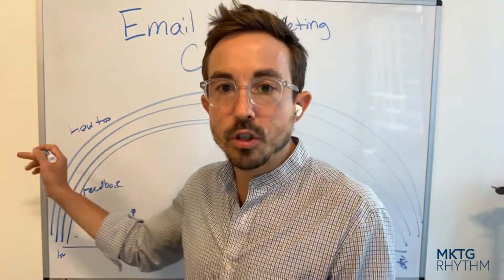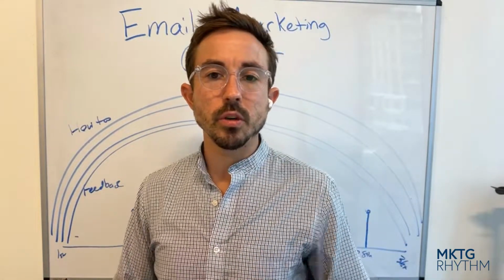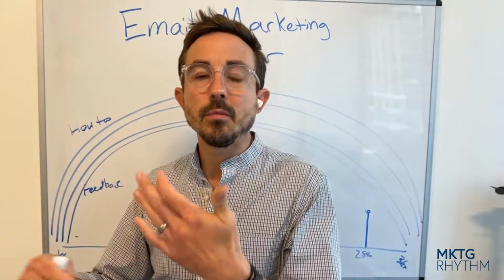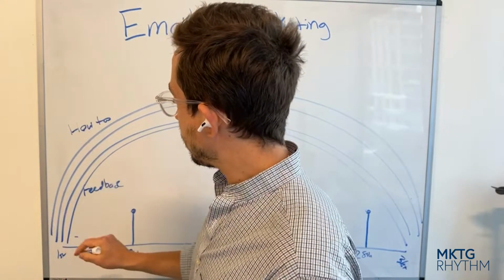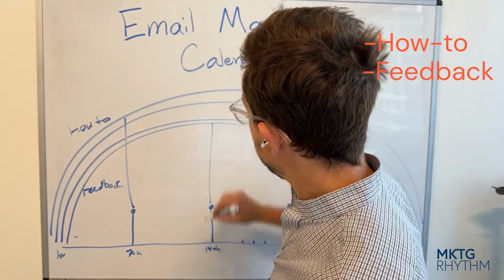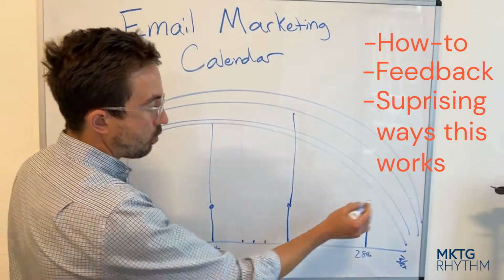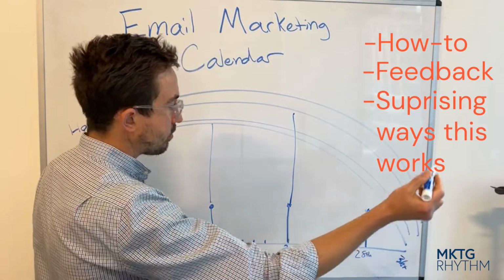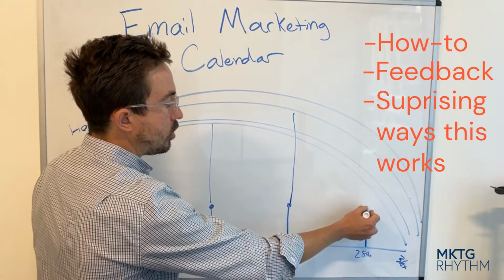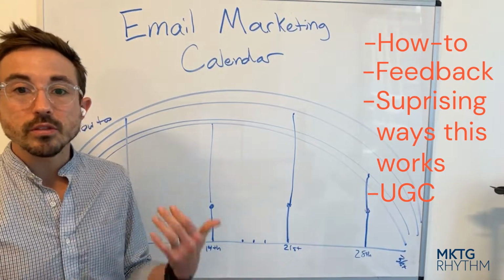But if we do this how-to once a month, we can get into a nice cadence and a nice rhythm of it. So we're not reinventing the wheel, but we're getting into a consistent pattern that makes it a lot easier for us. So maybe say, hey, this first send of the month is how-to. Second send, maybe feedback. Third send, maybe surprising ways this works. Fourth send, maybe, shooting from the hip, unique use cases or customer testimonials or user generated content. Those are really easy ways you can start to do that.